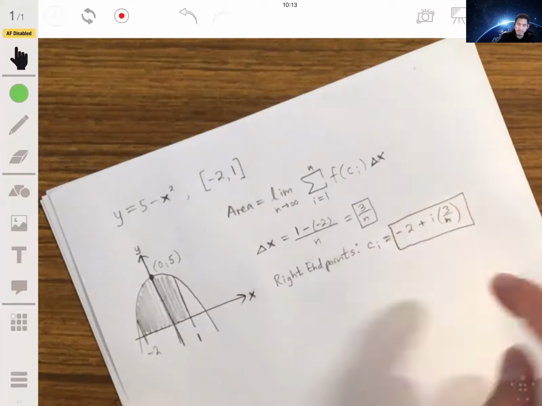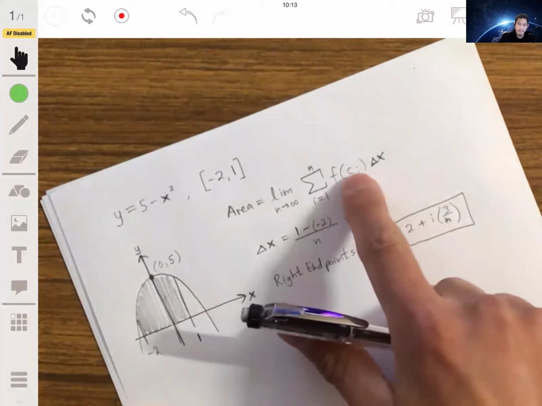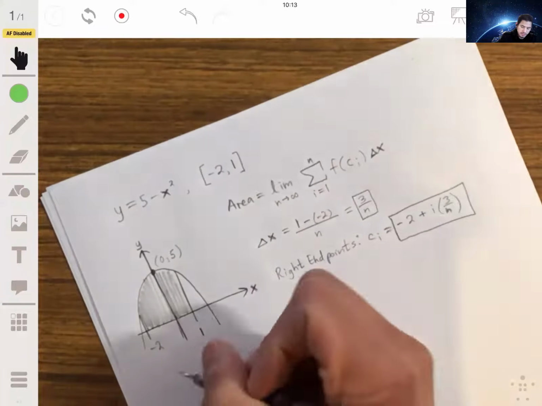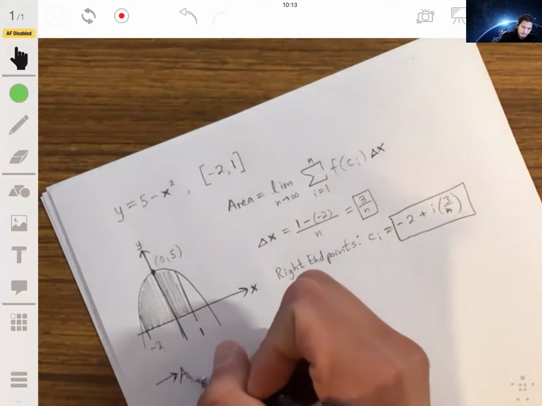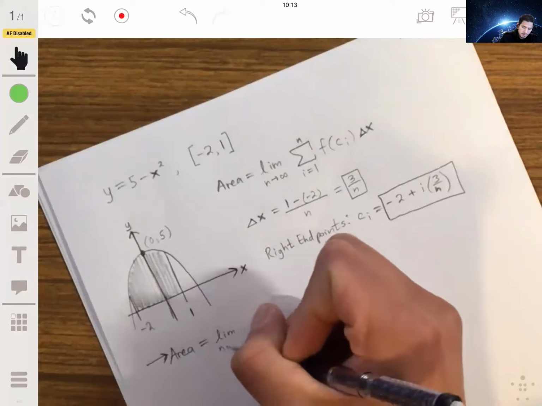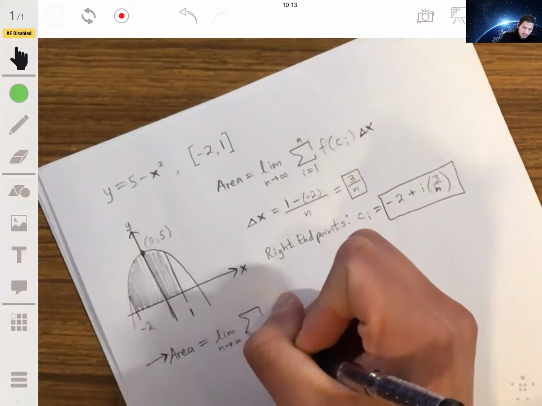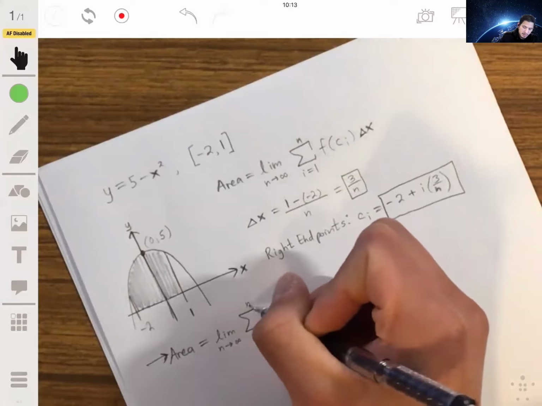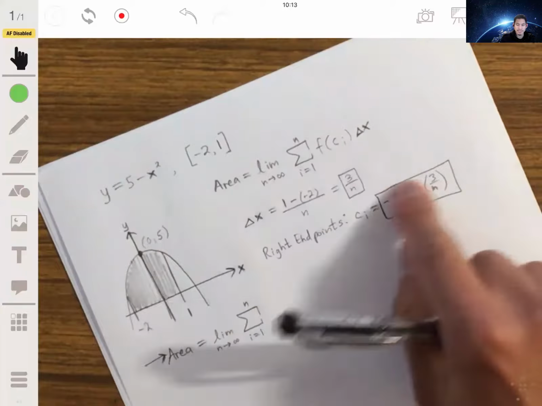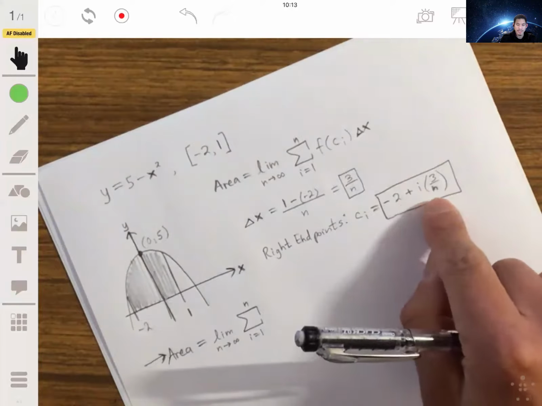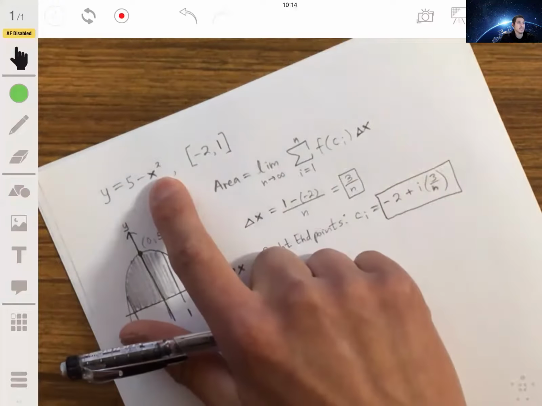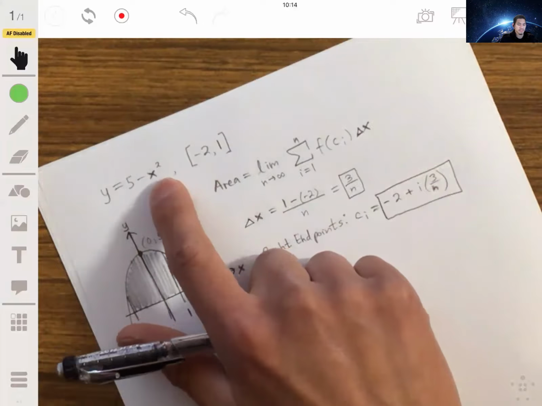So this is what we're going to input into our function here. So let's do our area down here so we can space it out. We're going to take the Riemann sum, and what's going to go here is our c sub i, this expression. And this will be what we're going to input into our function here. So it's going to be a little bit of algebra.